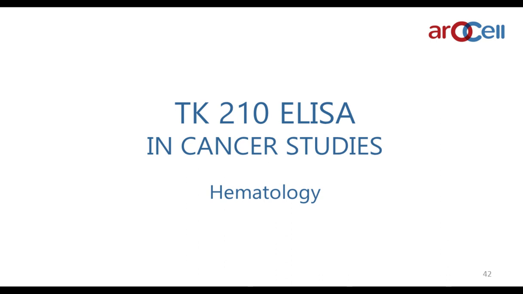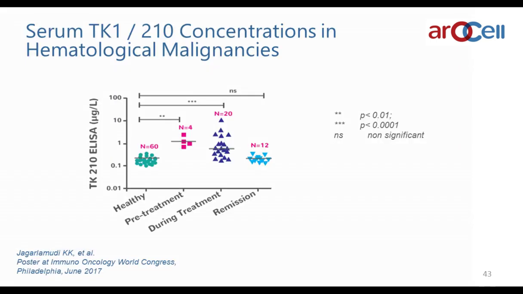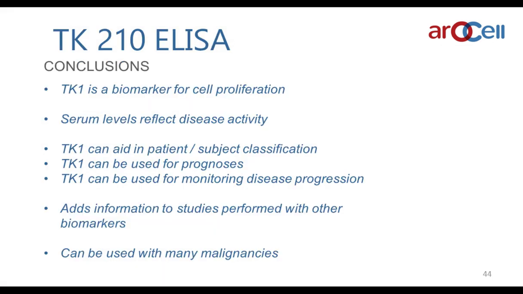We've done some early studies on using the TK210 ELISA in hematological cancers, and you can see that in healthy subjects, it's low. In subjects prior to treatment, it's elevated. During treatment, it's up and down, depending on the state of the patient. And then after treatment in remission, it goes down to approximately normal levels.